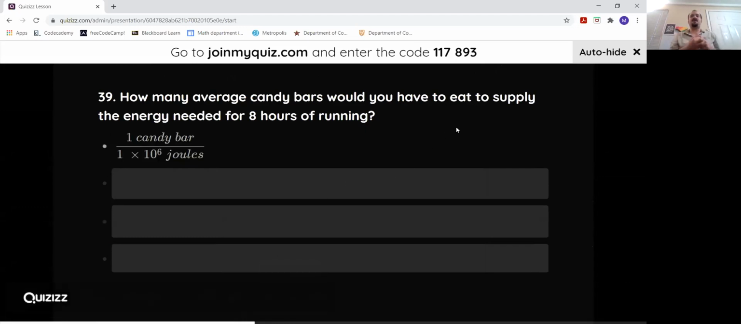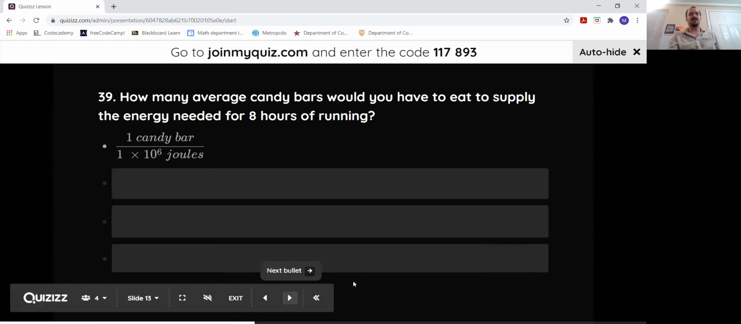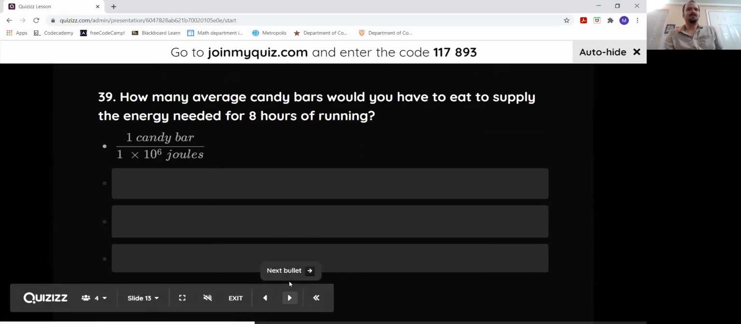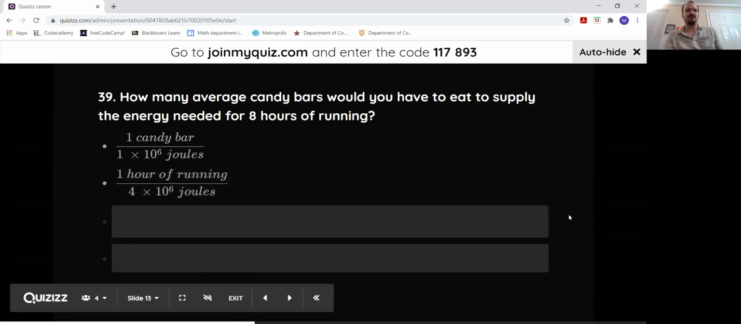All right, so one candy bar I know is like 1 times 10 to the 6 joules. This is what I was talking about. I think most of you got this far. I'm trying to see where you got 40 from. I'm not sure I'm seeing that. Maybe you did 1 extra hour or something. Or you did 1 extra here.